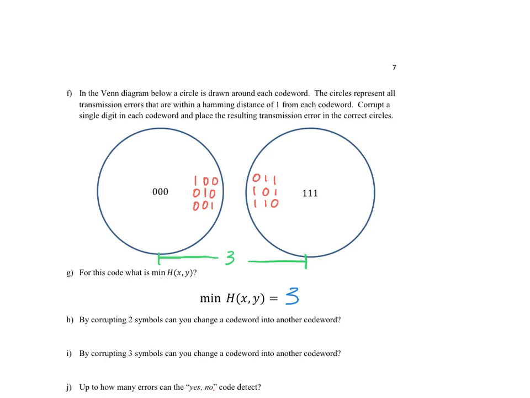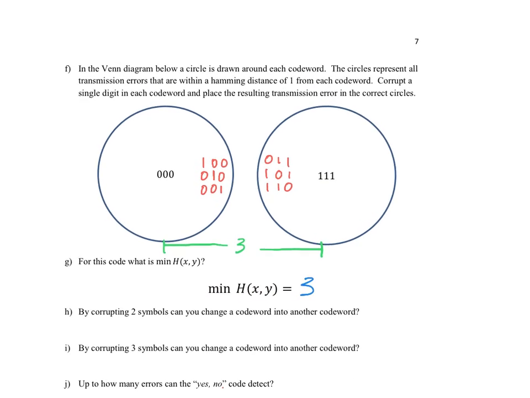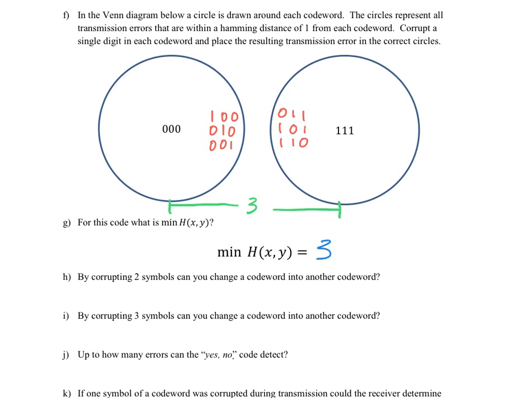Okay, so let's answer some questions once we found that number. Remember how we said that this minimum Hamming distance number is the most important number that you can find when you're dealing with the digit error. So by corrupting two symbols, can you change a code word into another code word? So if you start at 0 and you corrupt one symbol, you'd end up somewhere here, and then two symbols would end up somewhere here. But remember, these aren't code words. These are errors of code words. So you cannot change a code word into another code word by only traveling a distance of 2. So the answer for part H is no.